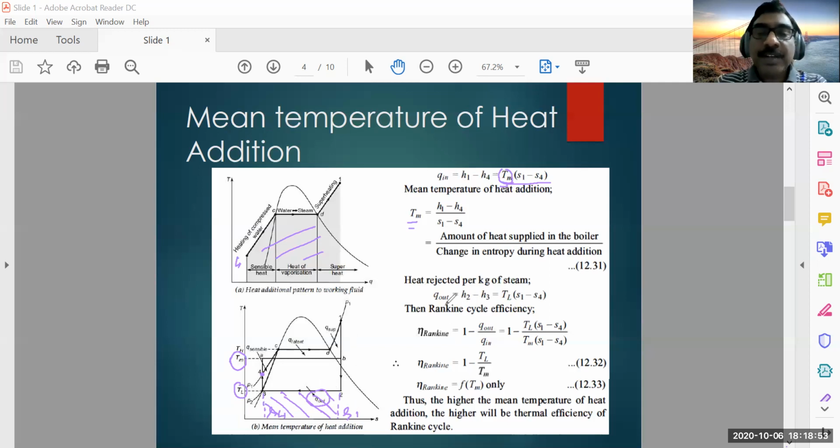So this heat out is equal to H2 minus H3. This is H2 and this is H3. So the difference of enthalpies is equal to TL multiplied by the entropy difference, so TL into S1 minus S4. So this is the expression. Now we have got an expression for both Q in and Q out.